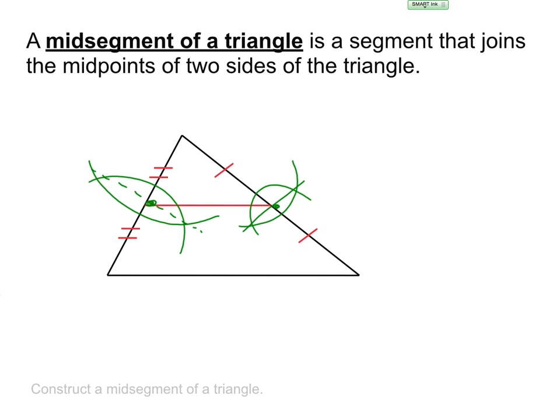Are you getting the mid-segment to be half as long as that side of the triangle that it's parallel to? If you do that correctly, it is. Like if this were 4 inches, then this one would be 2 inches. The mid-segment is half as long as the side that it's parallel to.